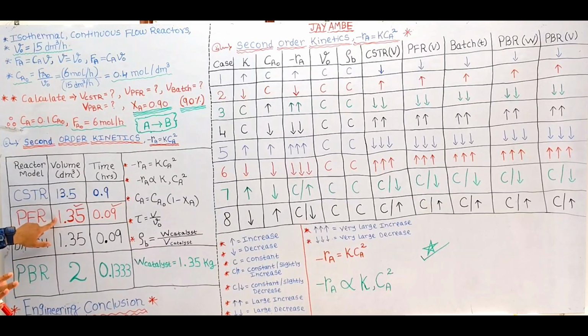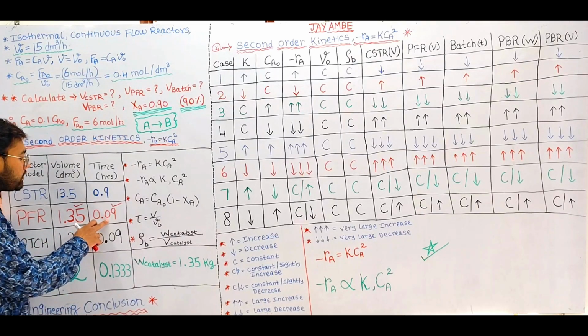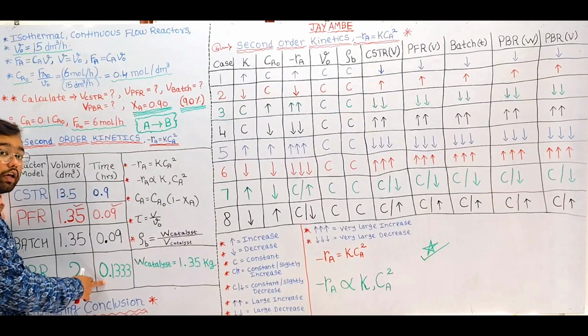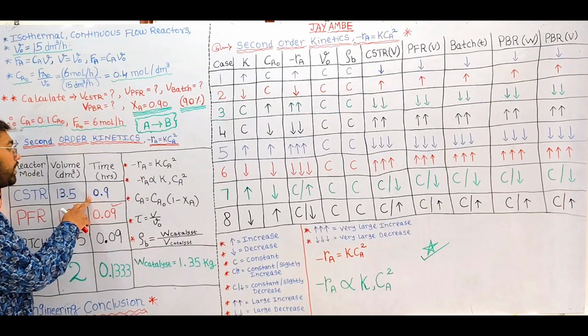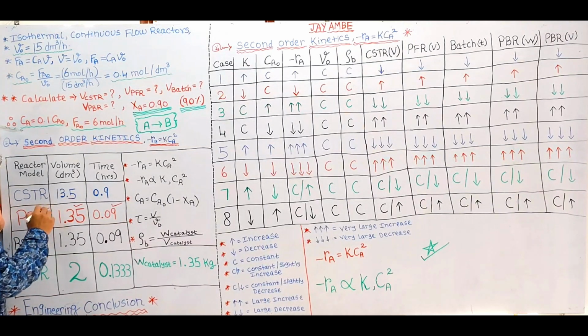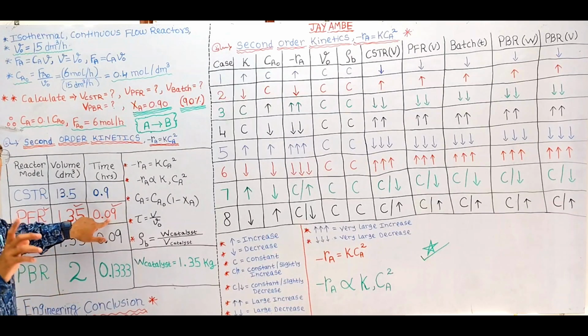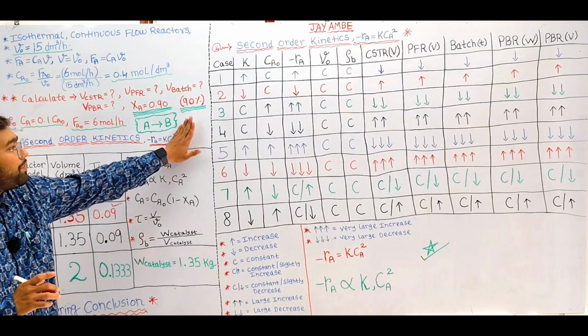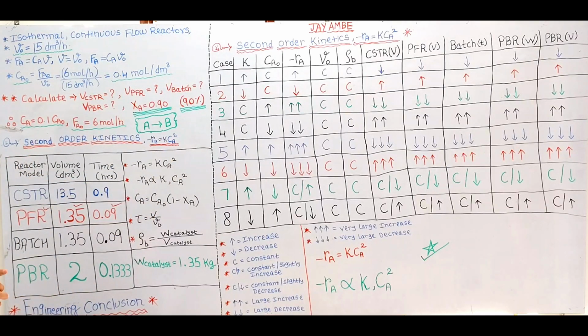Because we also require lesser reactor volume as compared to the CSTR and packed bed reactors, right? And we also require lesser reaction time of 5.4 minutes as compared to the packed bed reactor, where we required 8 minutes of reaction time, and as compared to the CSTR, where we required 54 minutes of reaction time, right? So due to those reasons, we can prefer the PFR as the reactor model, where we require lesser reactor volume of 1.35 cubic decimeter and lesser reaction time of 5.4 minutes in order to achieve the same design conversion of 90%, right? I hope you have understood.